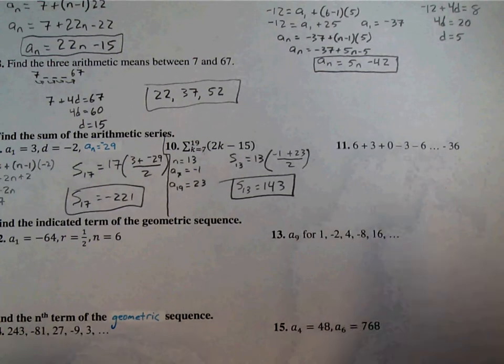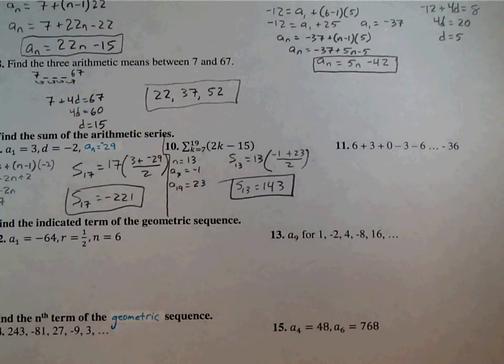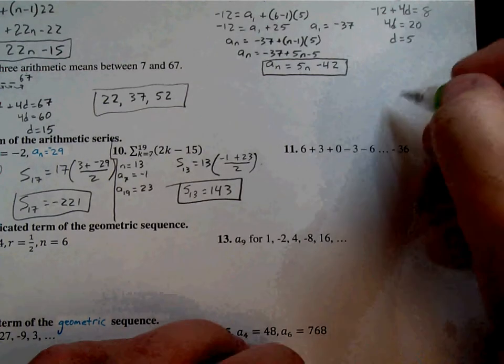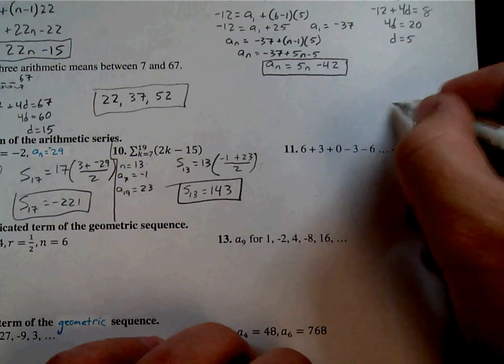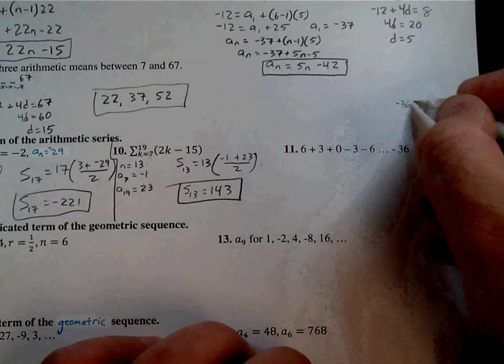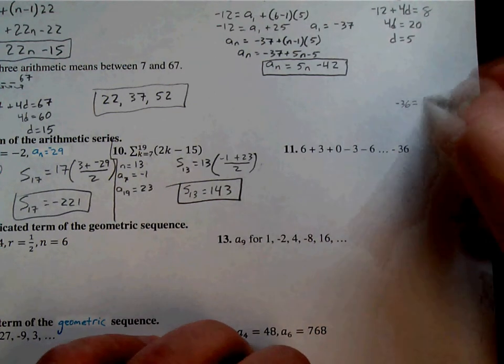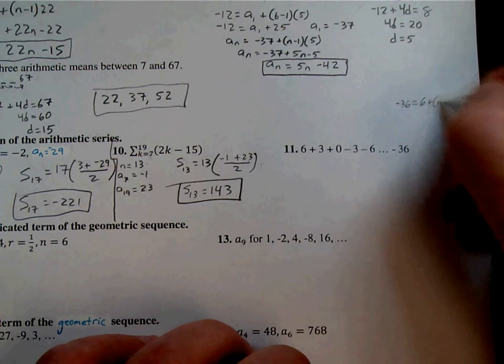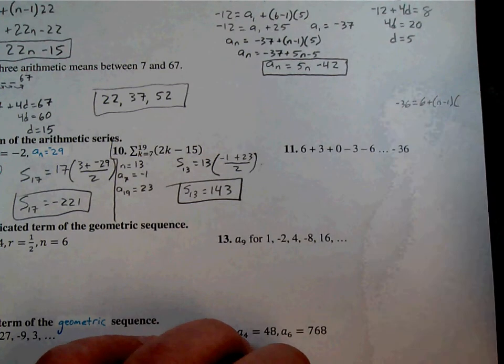Number 11, I know the first term, I know the last term, I don't know what the n value is. So similar to number 9, I've got to find that. So I'll use my sequence formula. I know my last term is negative 36. First term was 6. I don't know what the n value is of that last term. That's what I'm trying to find out.